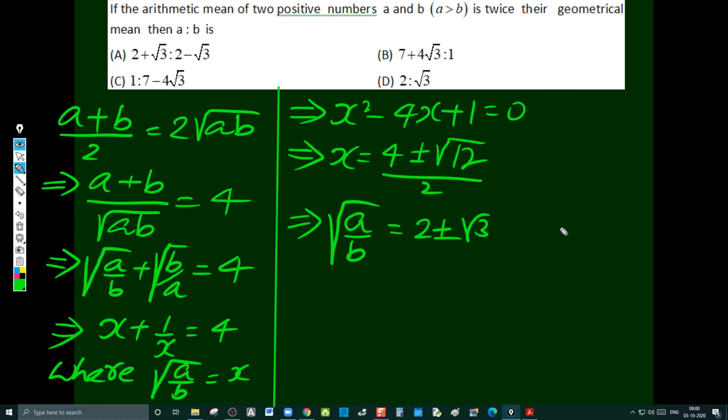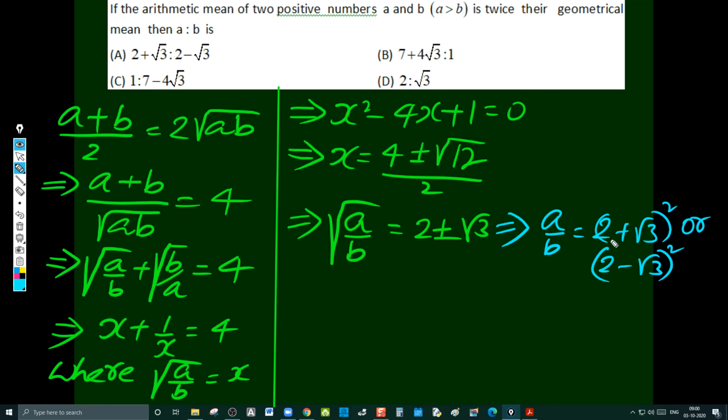But what we need is a by b. So let me write the square of it. Implies a by b is equal to squaring 2 plus root 3, or 2 minus root 3. What happens? It is 4 plus 3, 7 plus 4 root 3, or 7 minus 4 root 3, that is, 1 upon 7 plus 4 root 3.